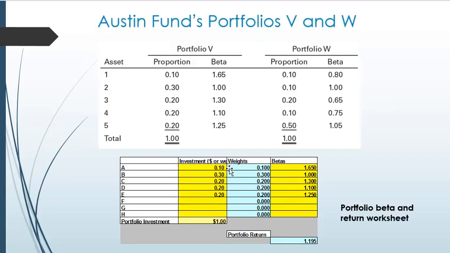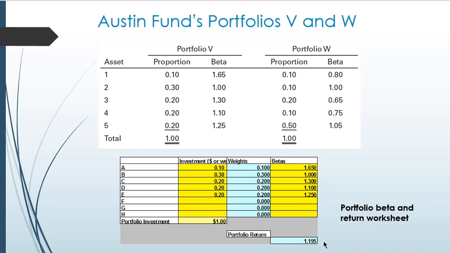If we show an example of that, again, we have this portfolio beta and return worksheet. Here we have portfolio V. Here are the weights invested in that asset. Again, you see it comes out to 1. Here are the betas of those assets. So when you calculate the portfolio beta, I know this says return here, but I hit a couple of columns that had returns in, so that's why that's there. The portfolio beta is 1.195.